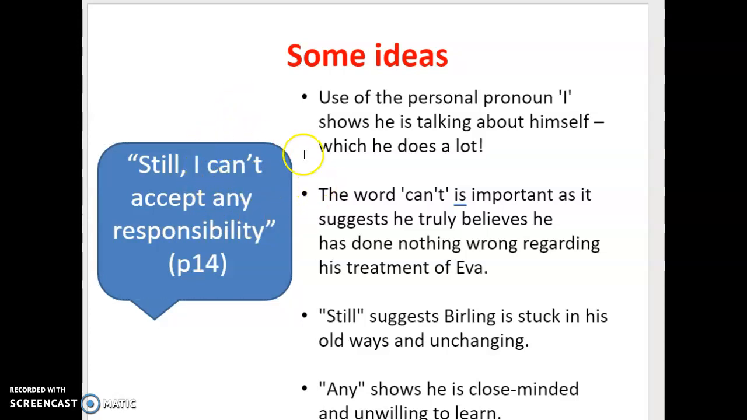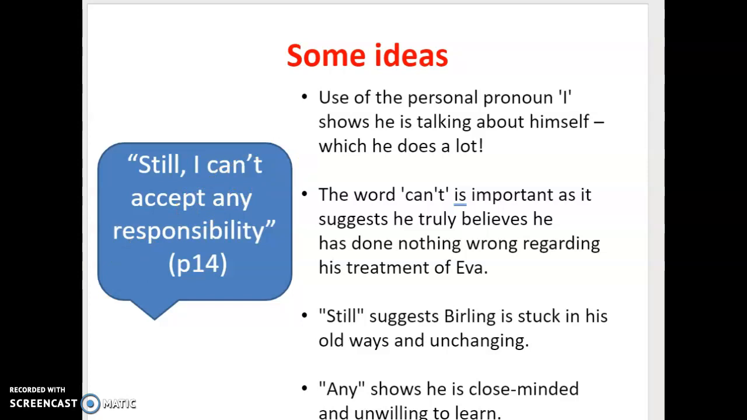What I would also zoom in on is this contraction "can't", which is important because he really does believe he has no part to play in the death of Eva Smith, or the fact that he really made her life quite challenging when he fired her. So he is quite ignorant, we can tell from that language there. And also we have the word "still", which suggests Birling is stuck in his old ways. He isn't going to change. He's in this cycle where he's only ever thinking about himself and no one else. How is the Inspector going to encourage him to think outside of his little bubble, to think about someone else at this moment in time if he's stuck in these old ways? And the word "any" shows he's very close-minded and unwilling to learn. So that's what I would say about the language there, and that's the level of analysis I would like you to do for the other quotes as well.